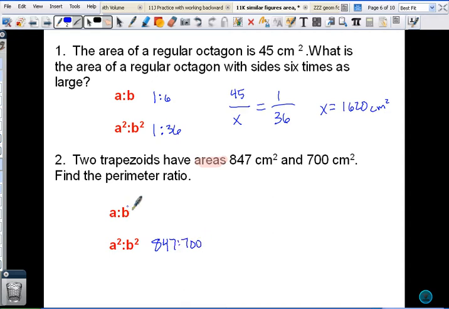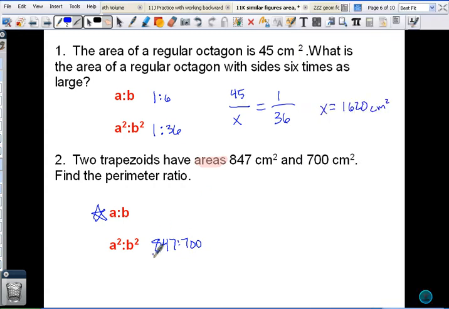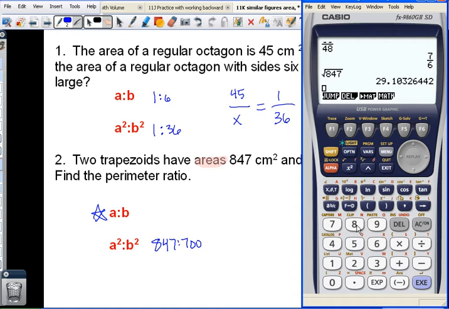Now it wants us to go backwards and find the perimeter ratio this time. Our first instinct is probably to just take the square root of 847, but what you'll find out very quickly is that 847 is not a perfect square. Okay, it's 11 times the square root of 7, or 29.1, depending on what your calculator does for you. What I have to do with these kinds of problems is first check, do 847 and 700 reduce at all? And it turns out in this case it does. I can figure that out by putting 847 and using my fraction button and putting 700 in.